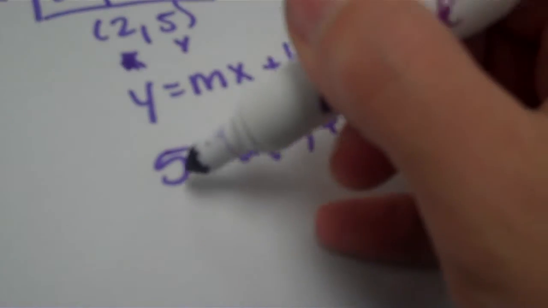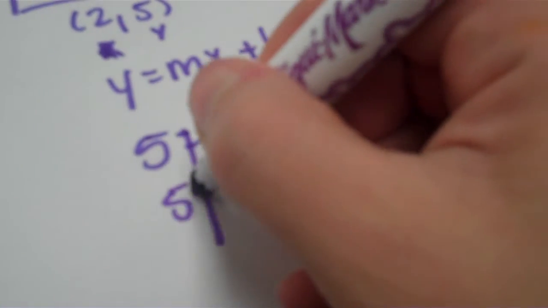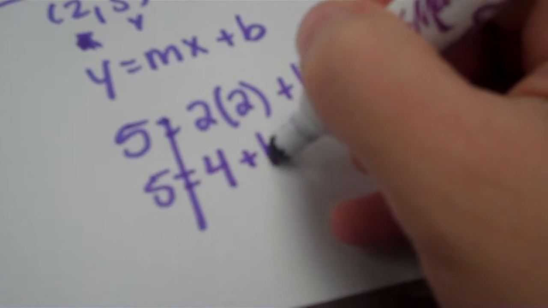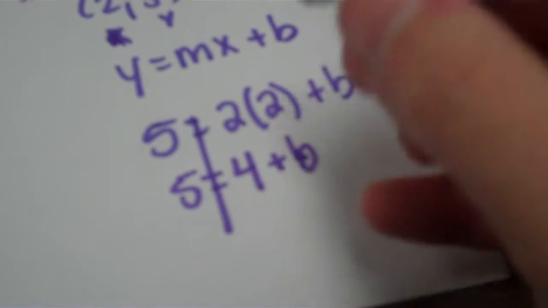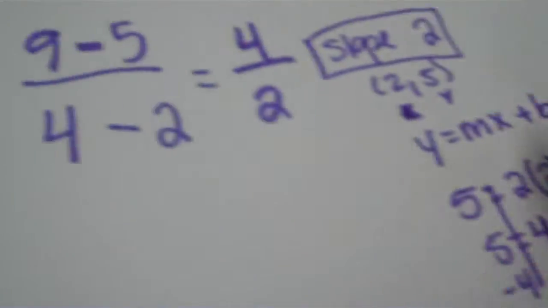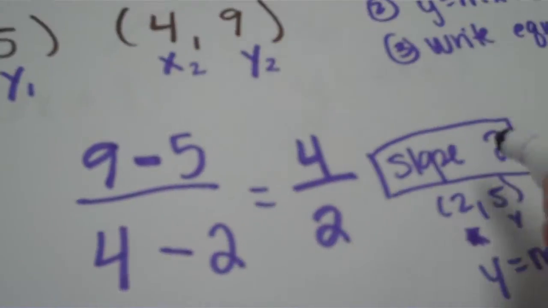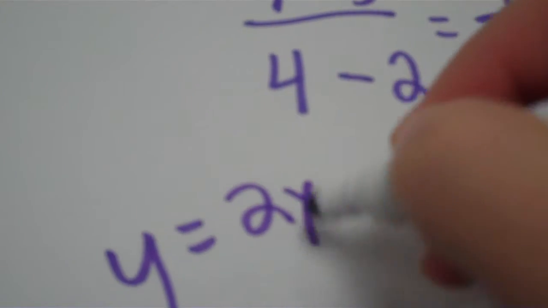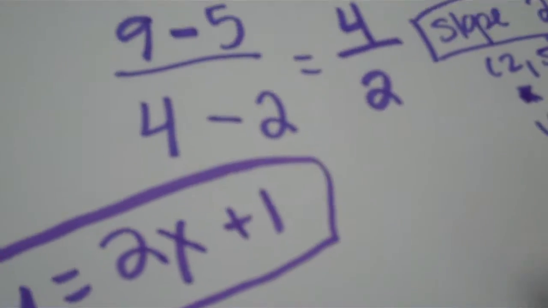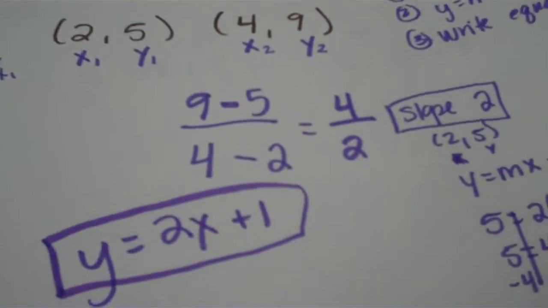And then let's just solve. So 5 equals 2 times 2 is 4 plus b. And then the opposite of a positive 4 is negative 4. So 5 minus 4 is 1. Good. So let's write it out. y equals, my slope is 2, so 2x, and my y-intercept is a positive 1, plus 1. This is my answer. I know it's a lot of work, but we did that a lot before the break, so hopefully you remember what you're doing.